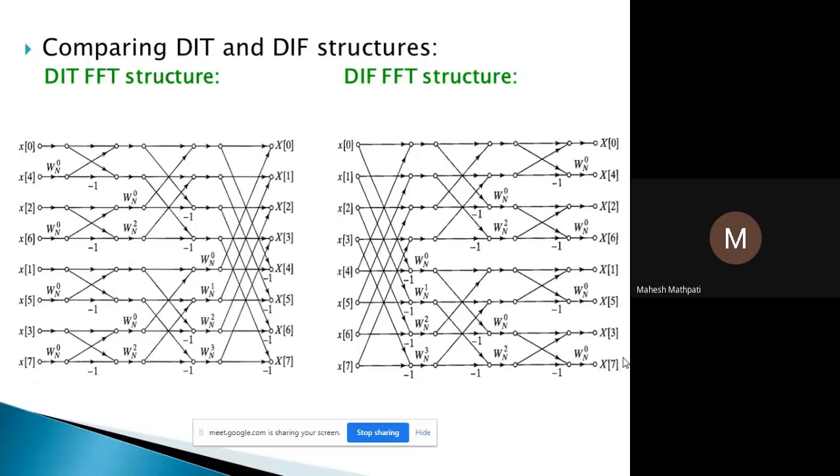Compute the 8-point DFT of the sequence x of n equals sine pi by 2 n, for 0 less than or equal to n less than or equal to 7.